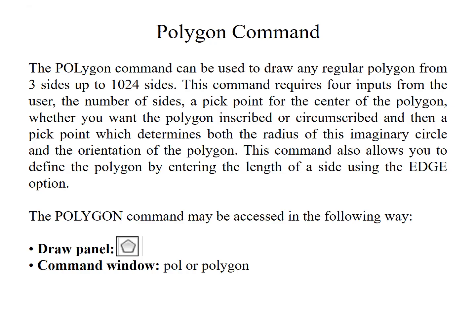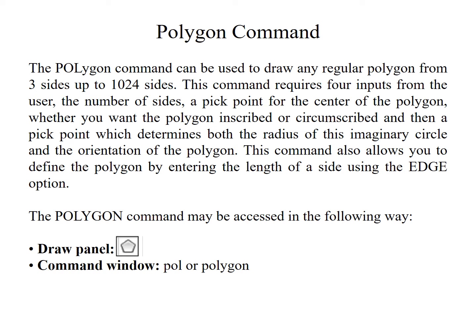Next command is the polygon command. The polygon command can be used to draw any regular polygon from 3 sides up to 1024 sides. This command requires 4 inputs from the user: the number of sides, a pick point for the center of the polygon, whether you want the polygon inscribed or circumscribed, and then a pick point which determines both the radius of this imaginary circle and the orientation of the polygon.